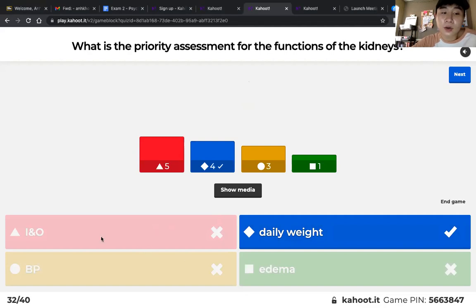But I&O is what I would have picked, because if the patient has an output of less than 30 milliliters per hour, we need to report that to the doctor.